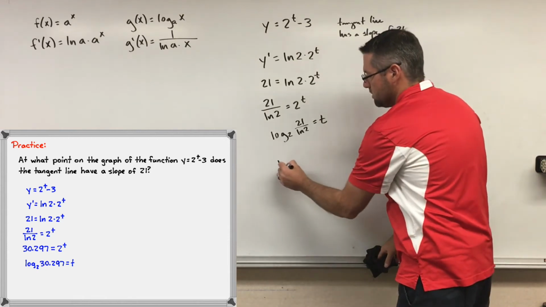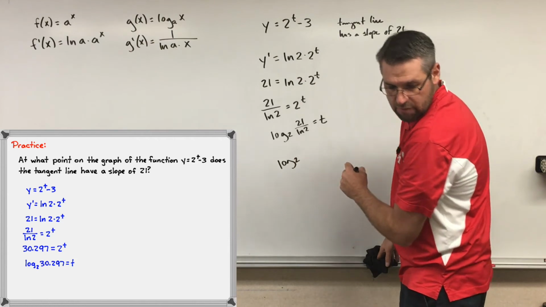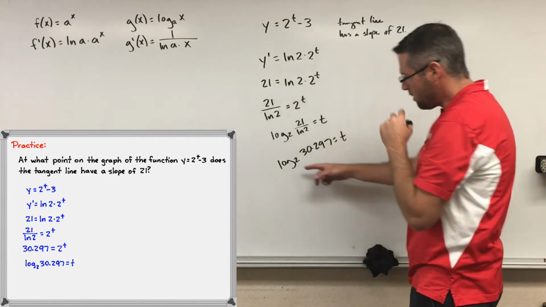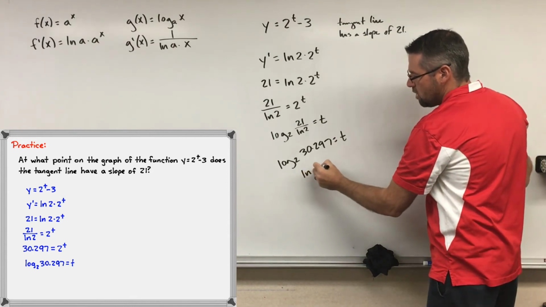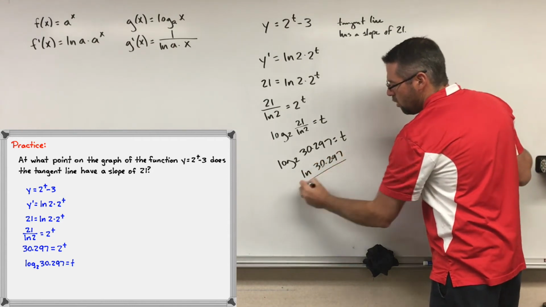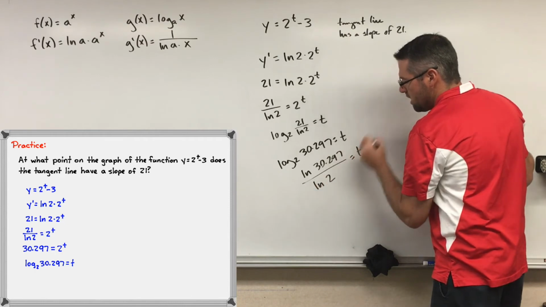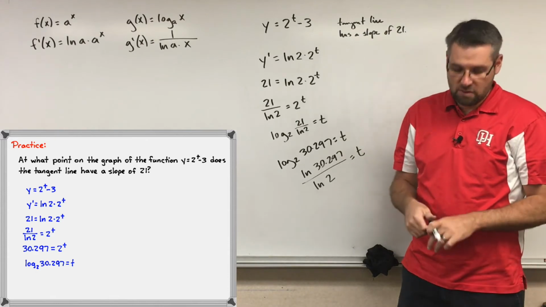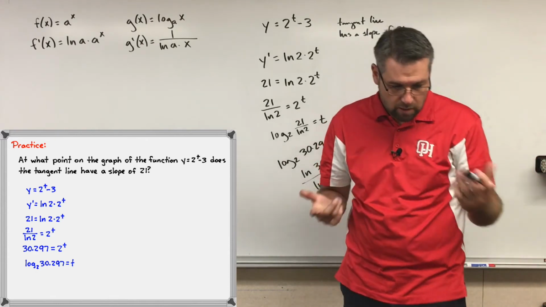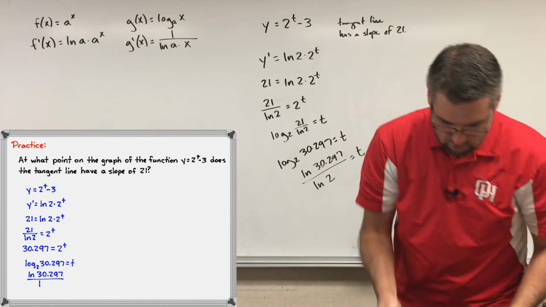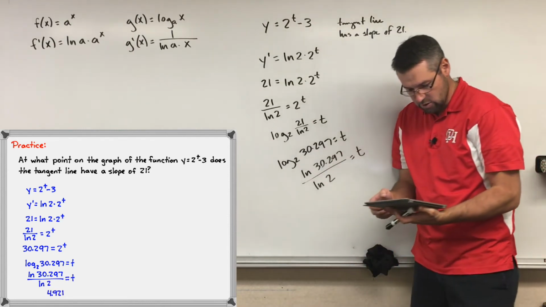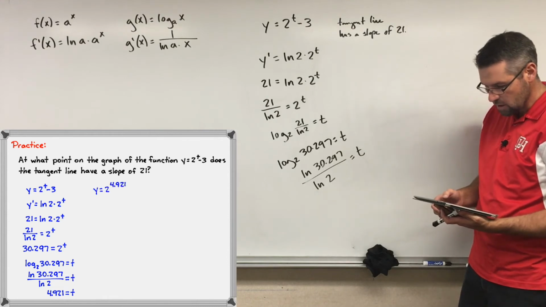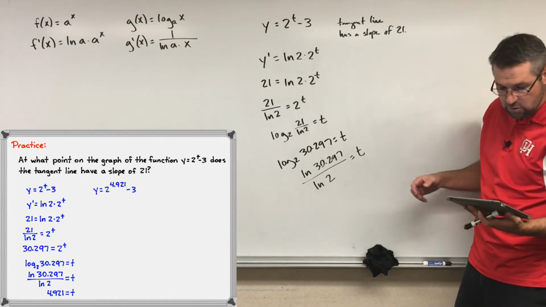We write, let's see, log base 2 of 30.297 equals t. If I rewrite that using the change of base, that would be the natural log of 30.297 over the natural log of 2 equals t. That might be easier to type into your calculator than to try finding the log button that has a base other than 10. Okay, so just keep that in mind when you're doing that. And then as a final answer, we end up with t equals 4.921.